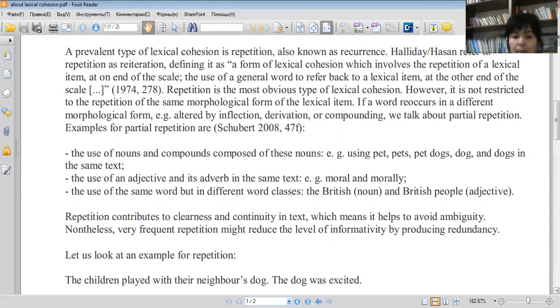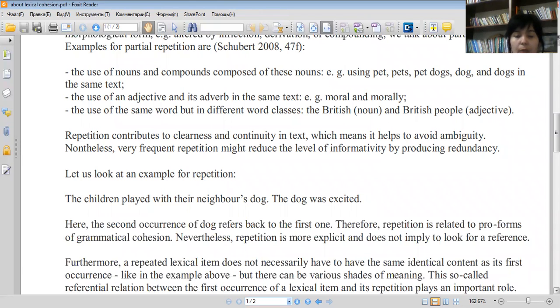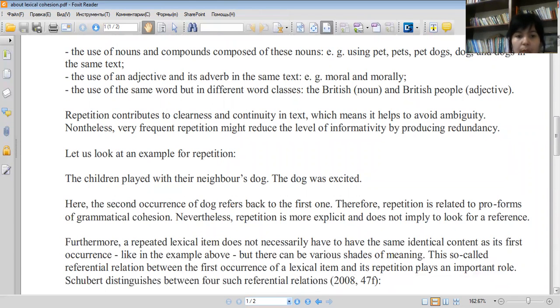Repetition contributes to clearness and continuity in the text, which means it helps to avoid ambiguity. Nonetheless, very frequent repetition might reduce the level of informativity by producing redundancy. Let us look at an example for repetition. For example, the children played with their neighbor's dog. The dog was excited. Here the second occurrence of the dog refers back to the first one. Therefore, repetition is related to the forms of grammatical cohesion. Nevertheless, repetition is more explicit and does not imply looking for a reference.